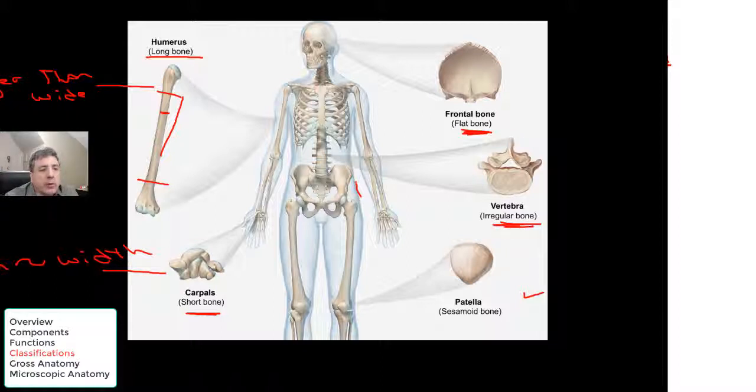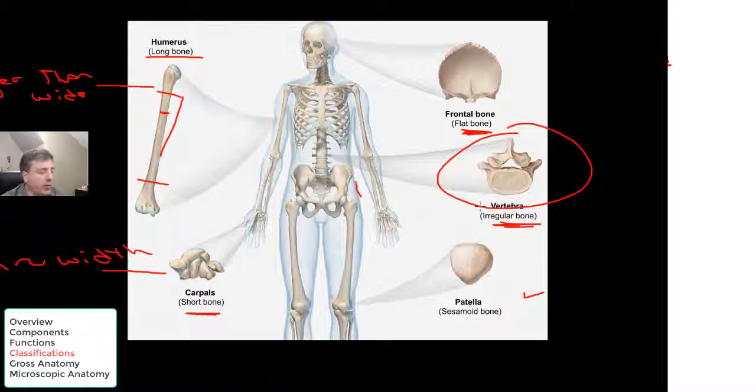Now irregular bones. These irregular bones have a complex shape and size, and as such, they don't really fit into any of these other categories. You're going to be looking at the vertebra, which is made up of different components of bone. It really doesn't have a set defined shape, thus the word irregular.